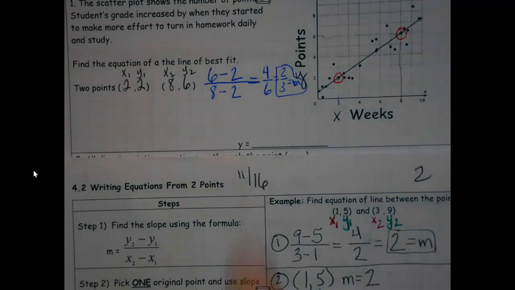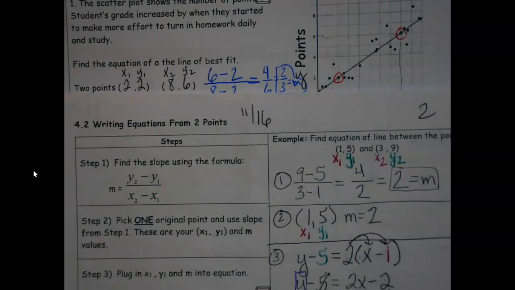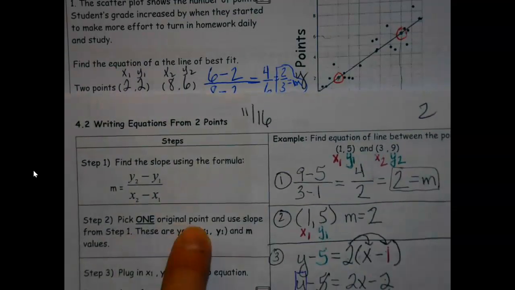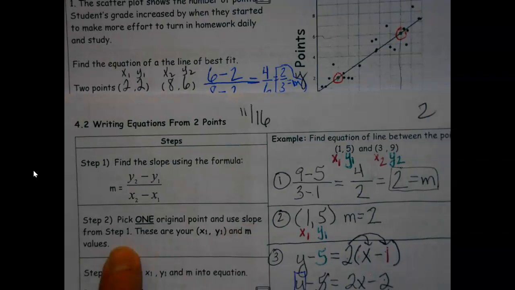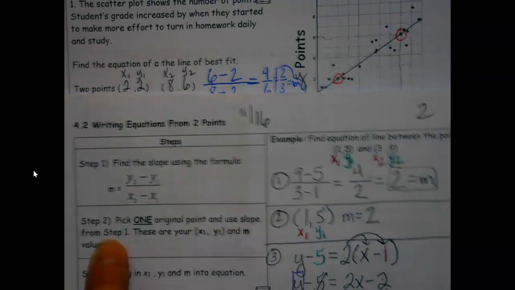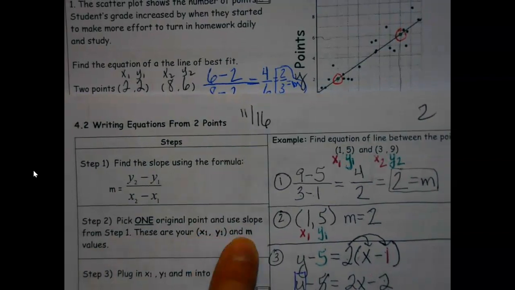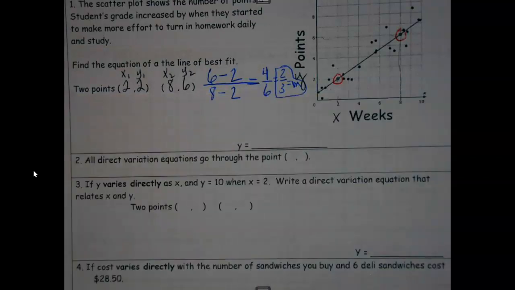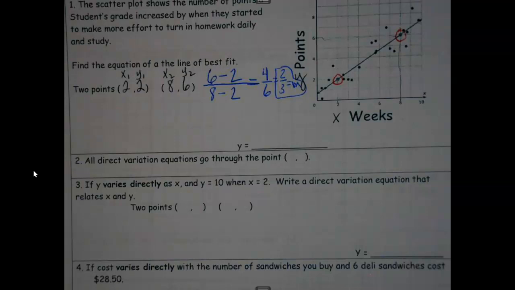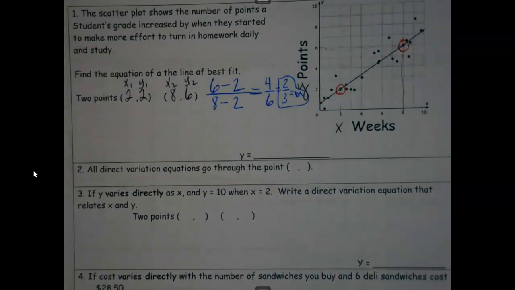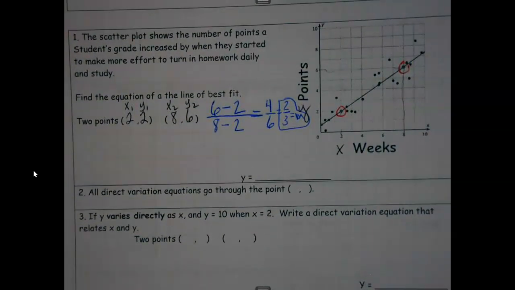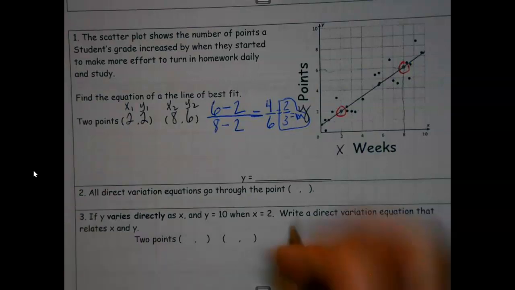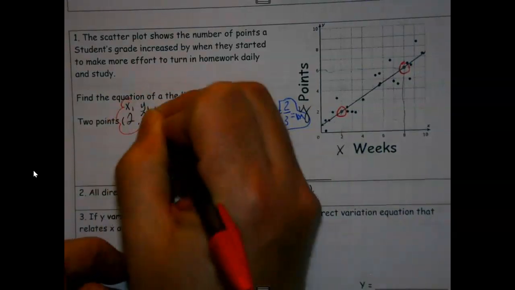So you're like, okay, I found the slope, but that's not an equation. Okay, I'm going to cover this up for a sec, but that's okay. Pick one of the original points and use your slope from step 1. This is your x1, y1, and m. Okay, so let's say, I don't think it matters which one we use. Let's just use this pair. So we're going to go with this.